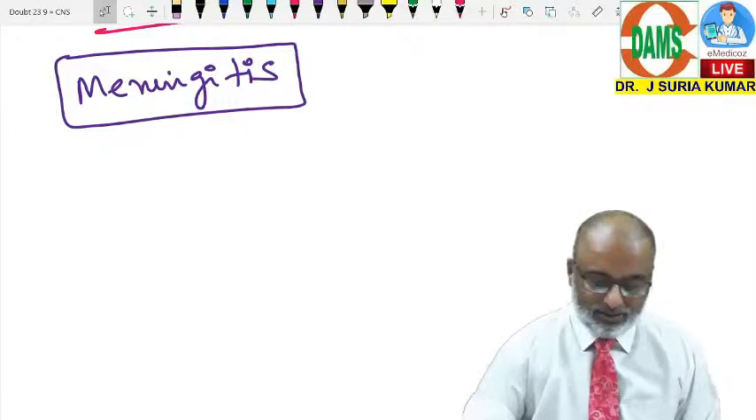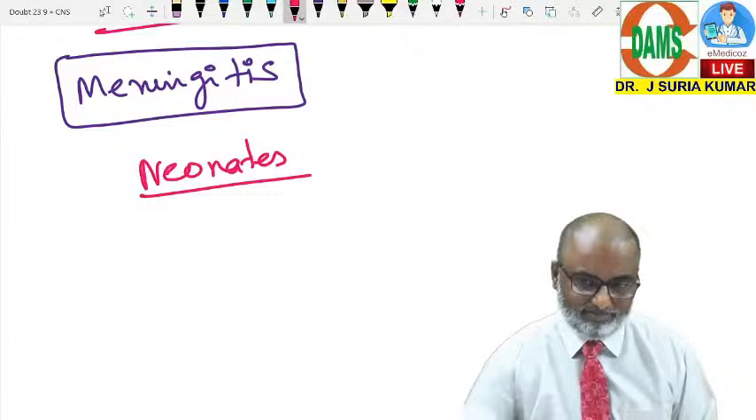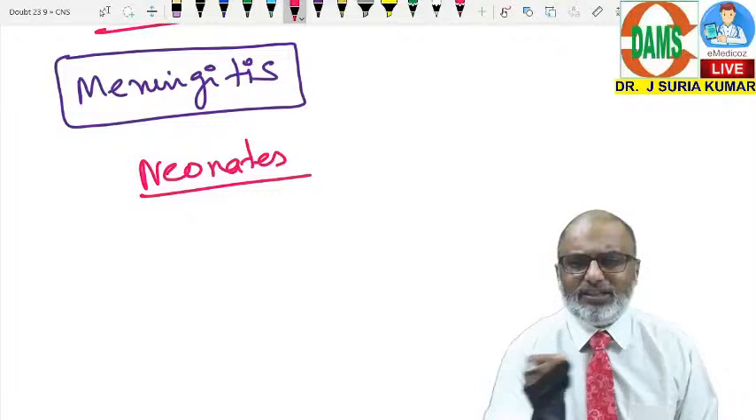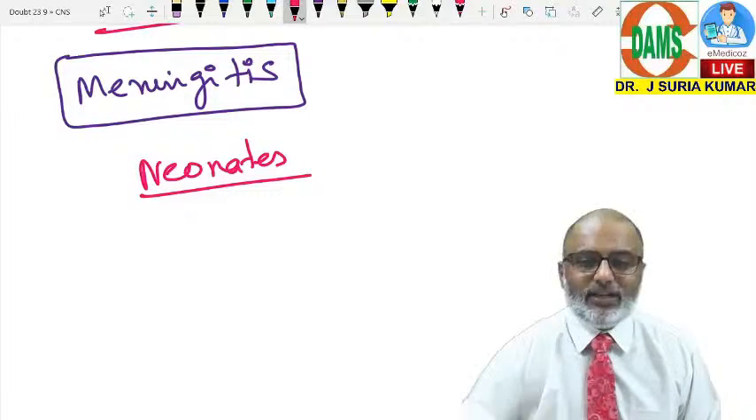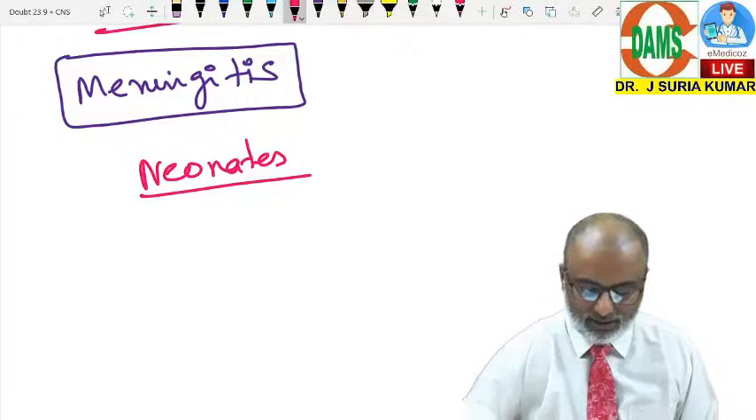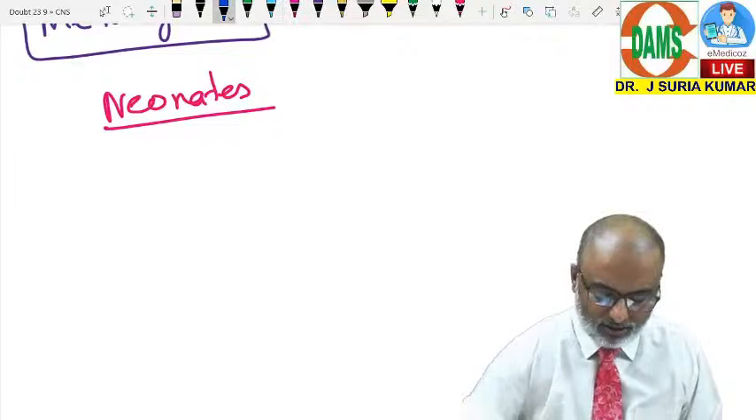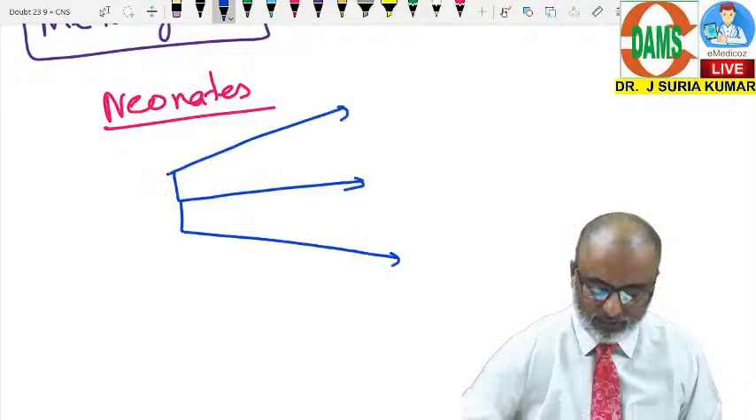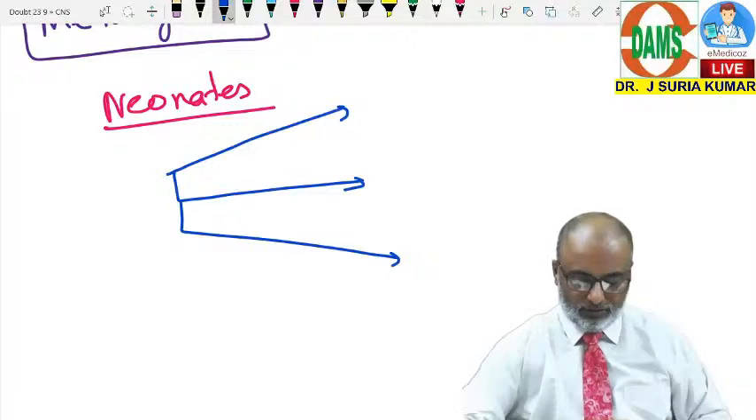Okay, see here. Usually neonates, birth to 28 days. Birth to 7 days comes under early neonatal; more than that comes under late neonatal. So for neonatal meningitis, the common causative agents, remember these three plus one.